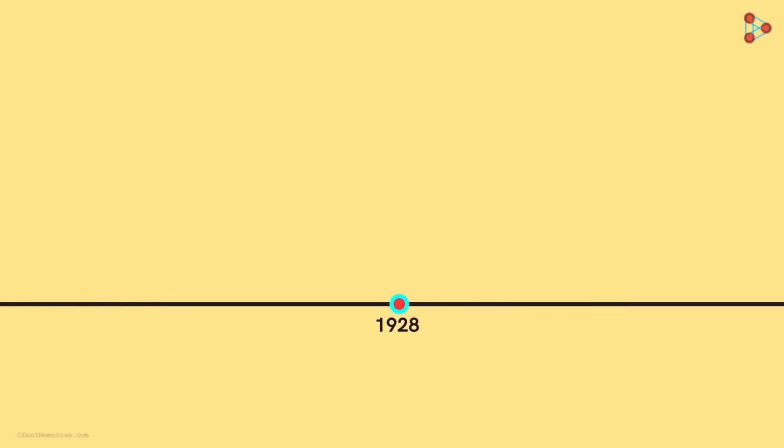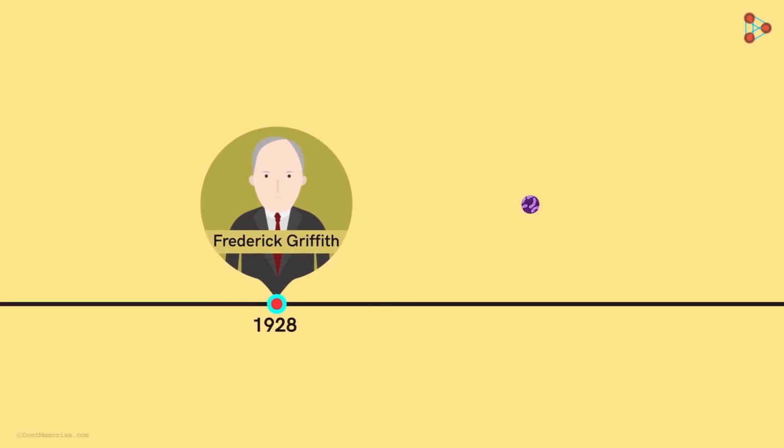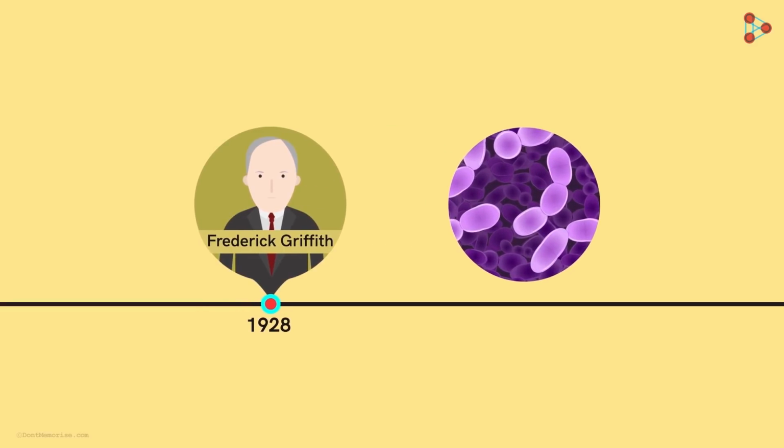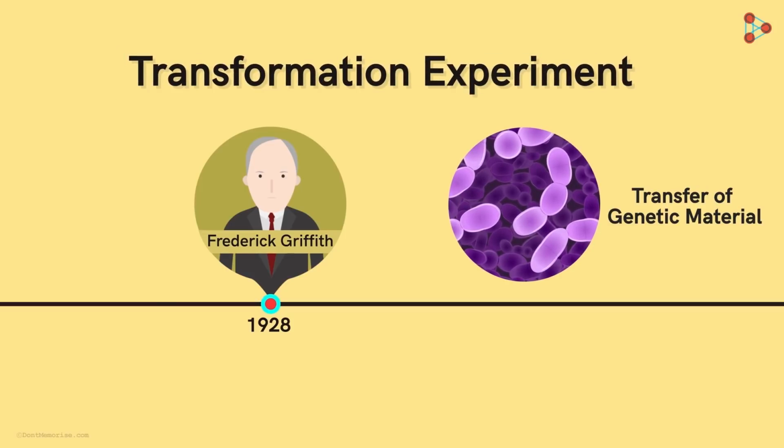It was around 1928 that a breakthrough was achieved in this field. A British bacteriologist named Frederick Griffith reported for the first time that tiny organisms like the bacteria are also capable of transferring genetic information. His famous transformation experiment ignited the curiosity regarding genetic material.